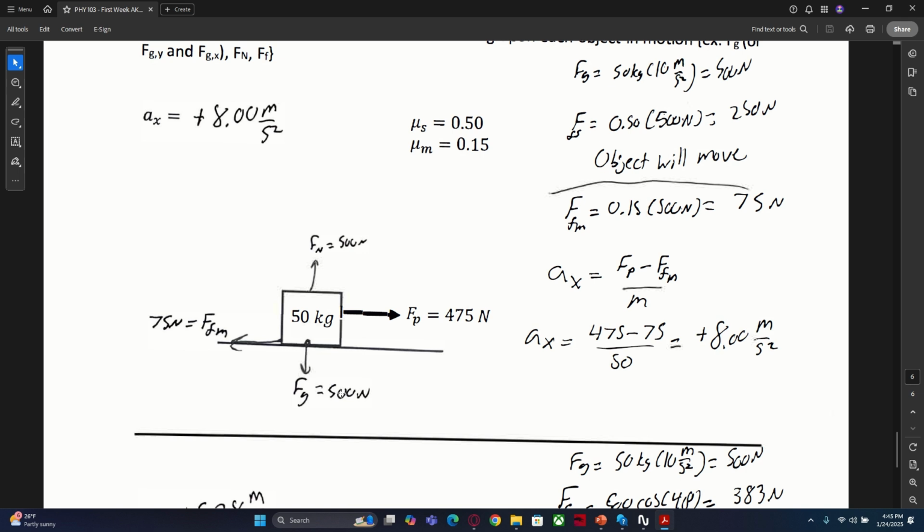Now, because our object is not changing height along the y-axis, and we don't have any additional forces in that axis, then this force of gravity has to be canceled out by our normal force of 500 newtons. We also have an applied force of 475 newtons pulling to the right, which means that we are going to have some friction force pulling to the left.